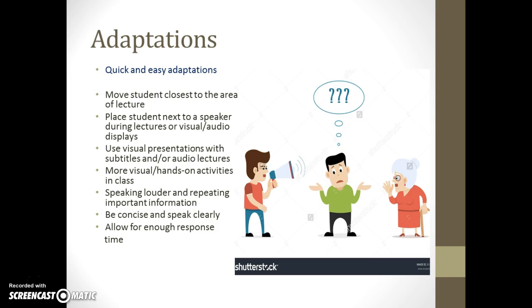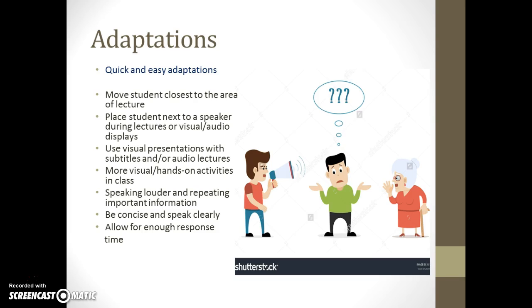Also, another thing I read about was, if you're talking, make sure you're talking to the class. Don't be writing something down on the board and talking to the board, because again, it's going to be hard for them to hear you. And then be consistent and speak clearly.